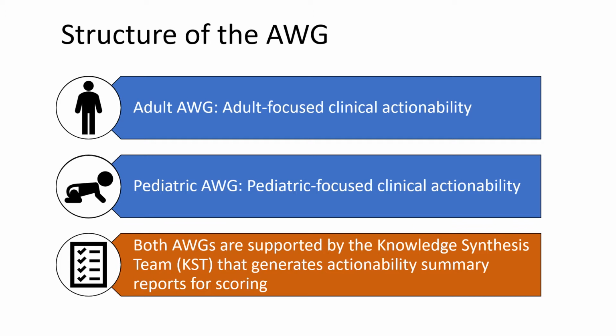For the structure of the AWG, we actually have two AWGs. The adult AWG is focused on clinical actionability in the context of adulthood, while the pediatric AWG is focused on clinical actionability in the pediatric period. And these AWGs are made up of different experts, including clinicians and researchers. Both the AWGs are supported by the knowledge synthesis team, which is the part of our team that actually goes out and looks into the literature and captures the available literature related to clinical actionability and generates actionability summary reports.